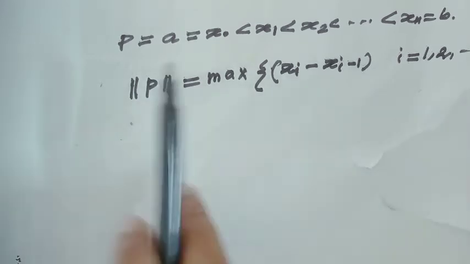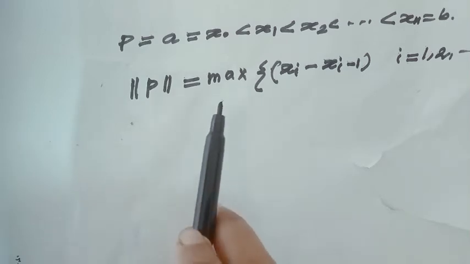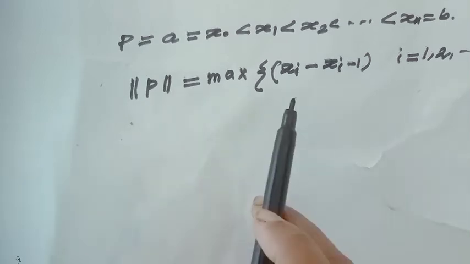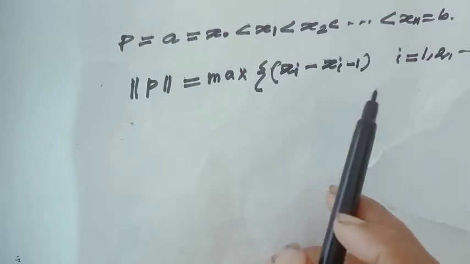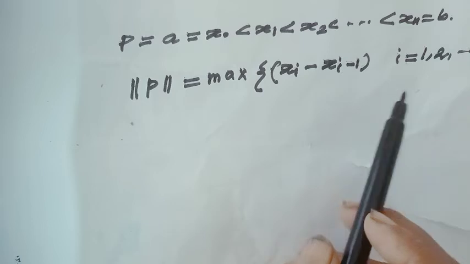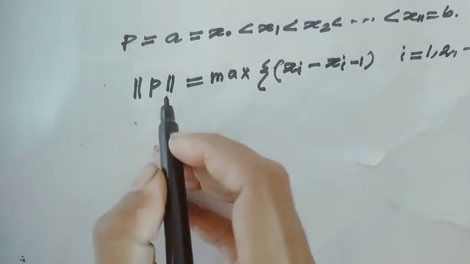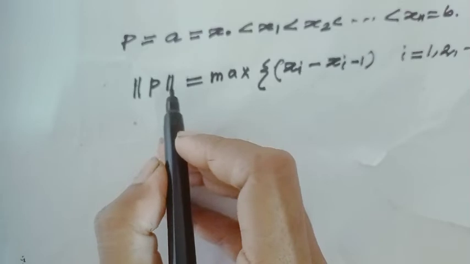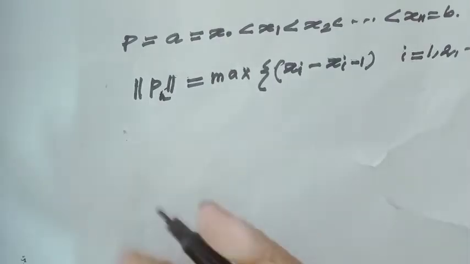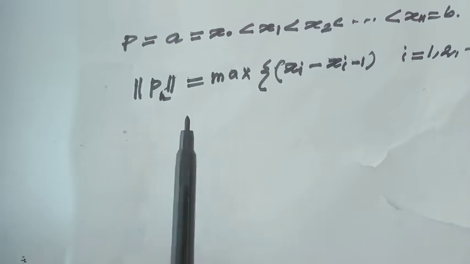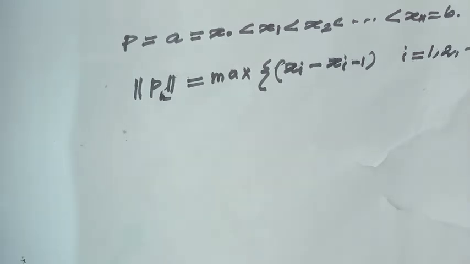This is the partition of the closed interval [a, b]. Norm means the maximum distance of the subinterval x_i minus x_{i-1}, where i varies from 1 to n. If we choose the partition n, then this is denoted as P_n. If we choose the partition n plus 1, then this would be denoted as P_{n+1}. Are you getting the idea?